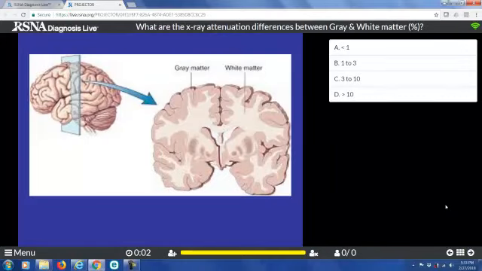What are the X-ray attenuation differences between grey and white matter as a percentage? Less than 1, 1 to 3, 3 to 10, more than 10. Grey matter looks whiter on the CT image because it attenuates more radiation. But how much more? These are your options. Pause your videos until you're ready to proceed.